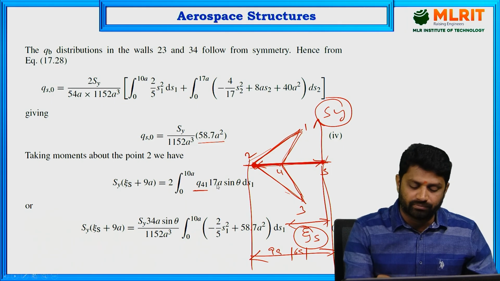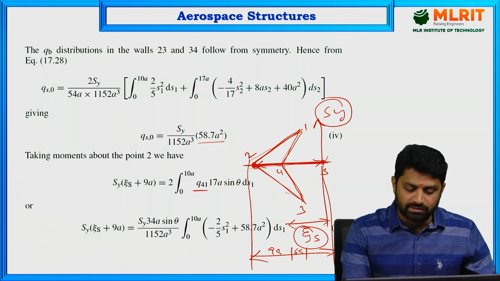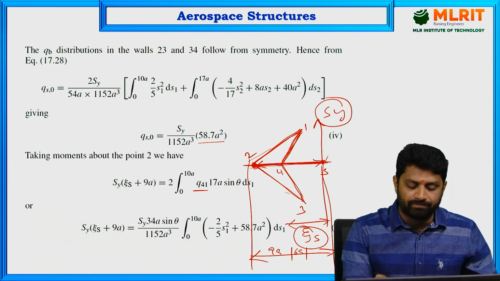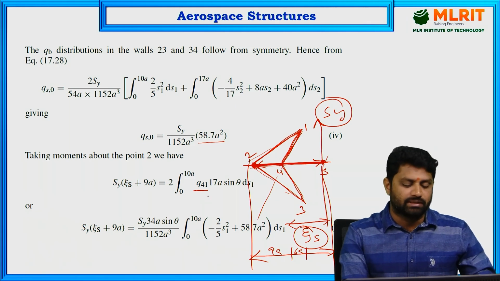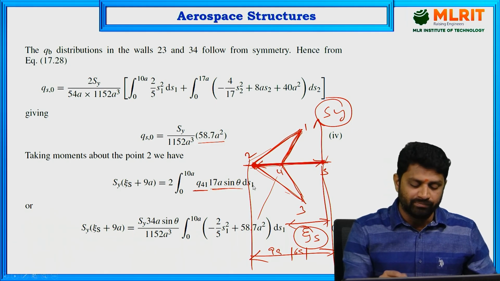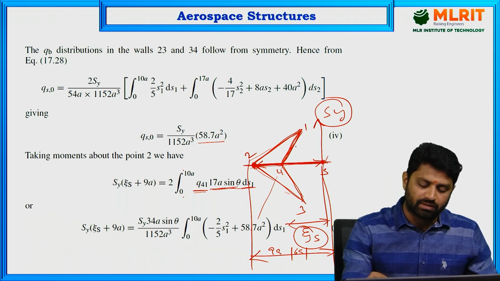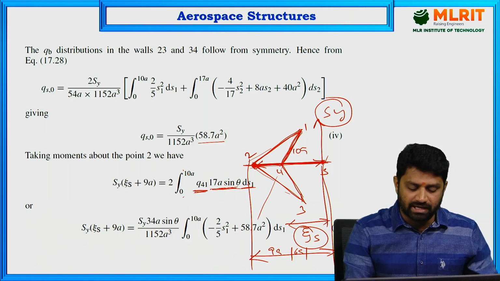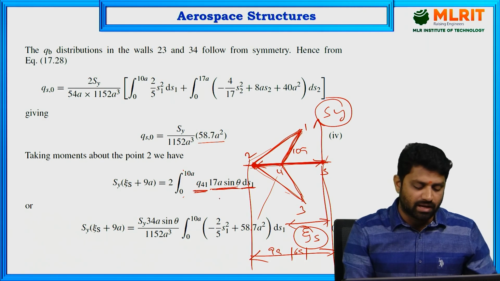First Q41 is the shear flow. You can extend this line of action and find the perpendicular distance, and the perpendicular distance must be 17a sin theta. You can calculate it from the geometry of the figure. So Q41 into its perpendicular distance 17a sin theta into ds1, and you integrate between 0 to 10a because the 41 wall length is 10a. So integral 0 to 10a Q41 into 17a sin theta into ds1.